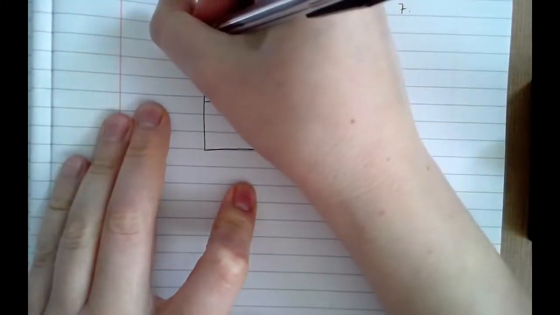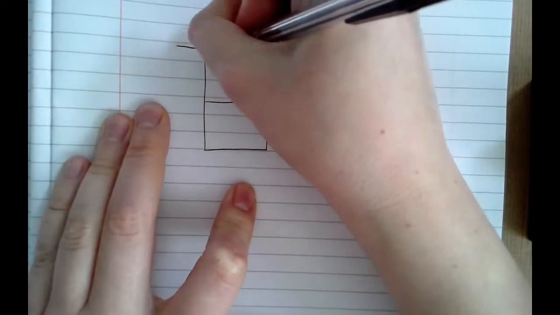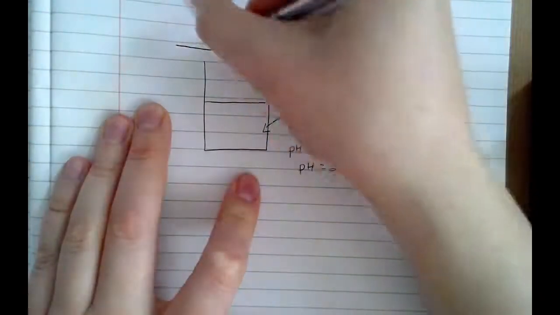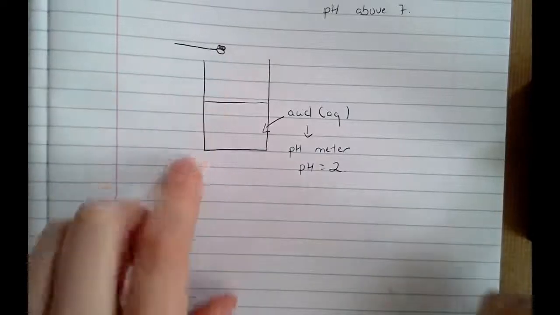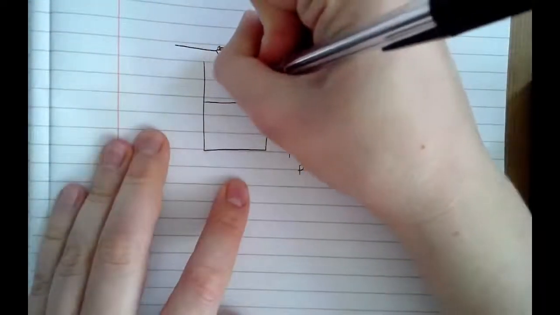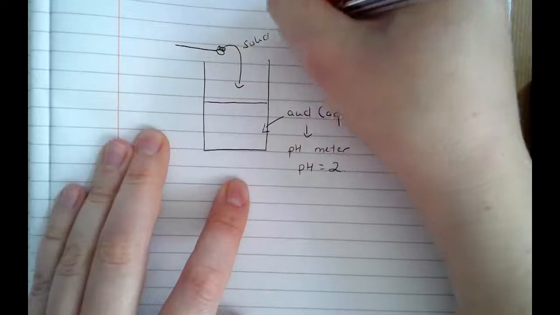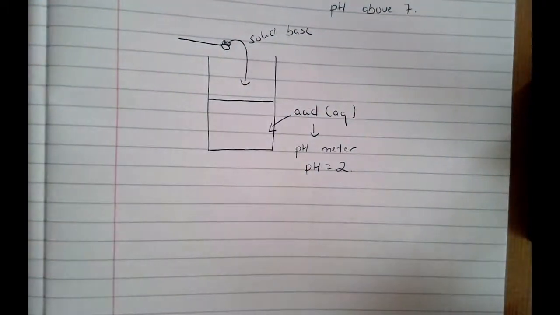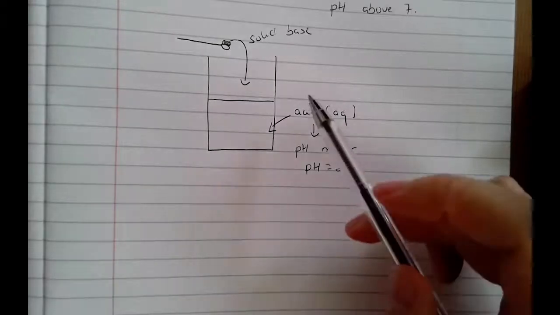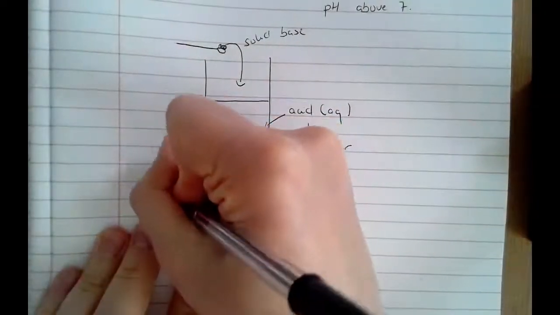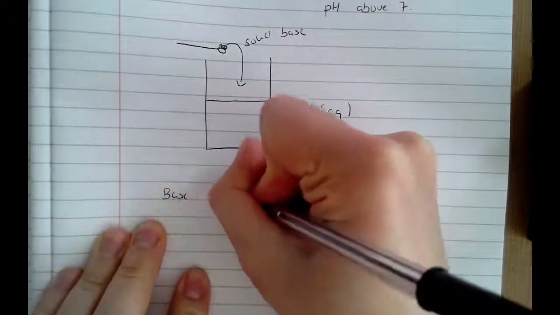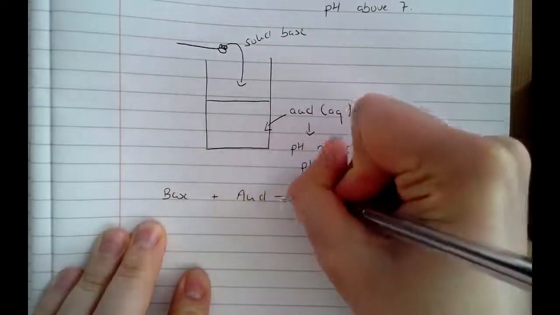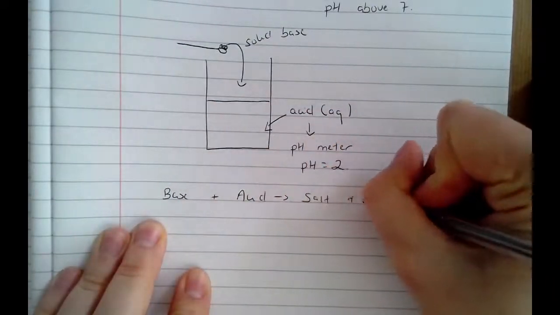Then what you're going to be doing is adding your base. Now let's just assume that it's a solid base. So because it's a solid base, I'm going to have a spoon with a solid base on it, and I'm going to be adding my solid base to my acid. So I add my base to my acid and I give it a stir. And when that happens, the base is going to react with the acid, and you are going to form salt and water.